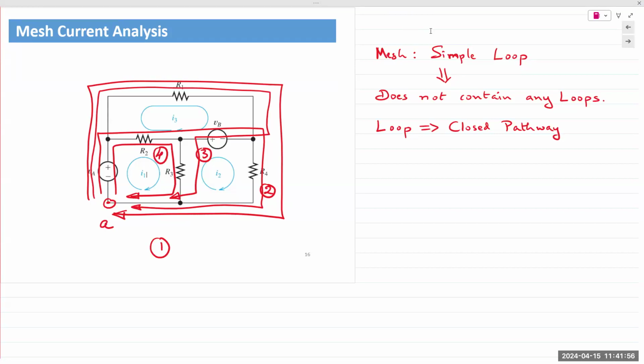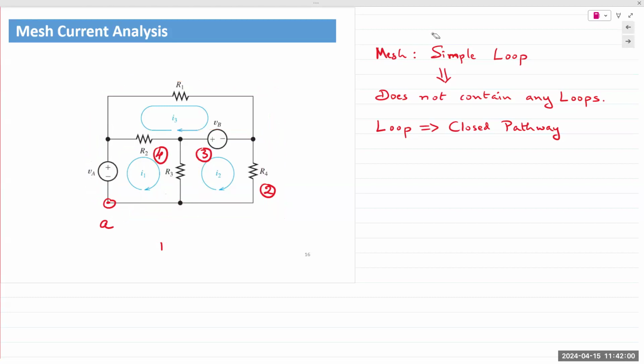Okay. All right. So I'm going to wipe these out because I need to use the circuit diagram for something else. Okay. So we would identify this as mesh 1, mesh 2, and mesh 3. Again, a simple electrical loop is a closed pathway that does not have any other pathway inside it. So identifying meshes is easier.